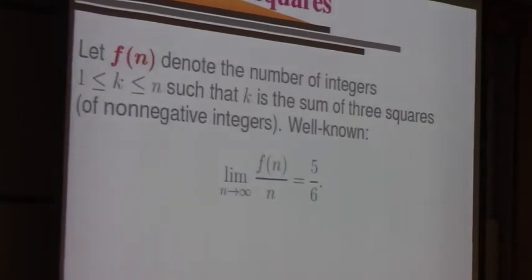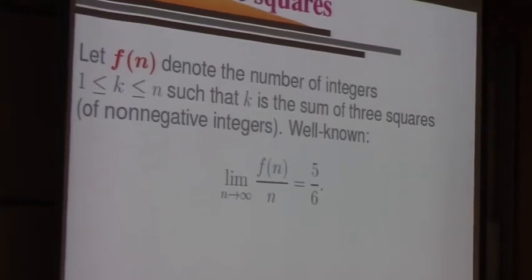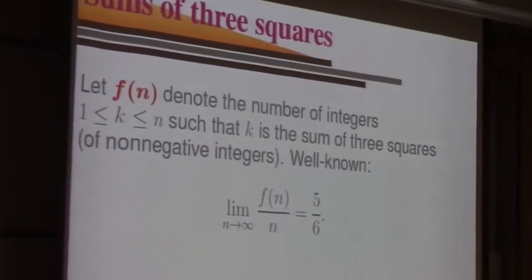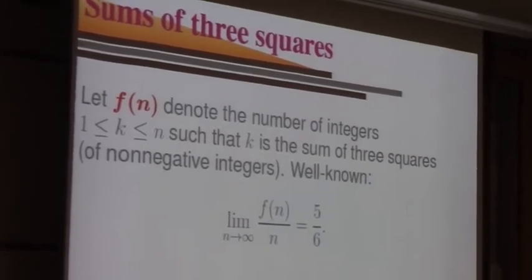All right, let's look at a different combinatorial property of Catalan numbers. Let Fn be the number of integers between 1 and n that are sums of 3 squares. It's well known that this has limiting density 5/6. Approximately 5/6 of all positive integers are a sum of 3 squares. Well, is it easier or harder for a Catalan number to be a sum of 3 squares?